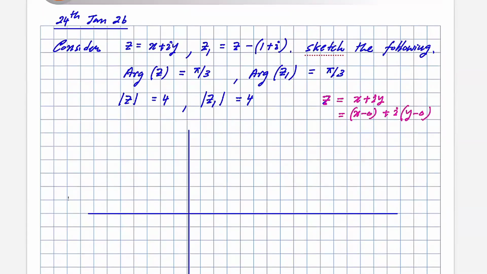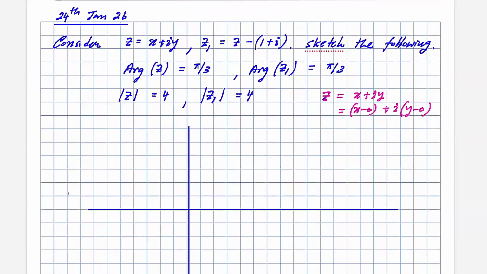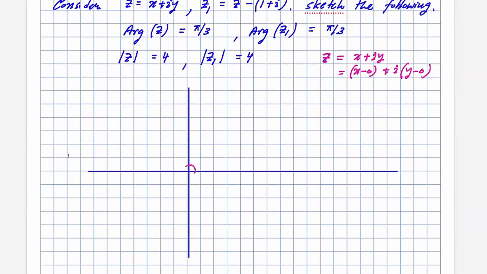And I think z mod is 4. If z mod is 4, so it's like this. So this is the origin. So this is going to be 4. Agree? Yeah. Is that right? Z mod means what? Radius. Good. So that's 4, right?